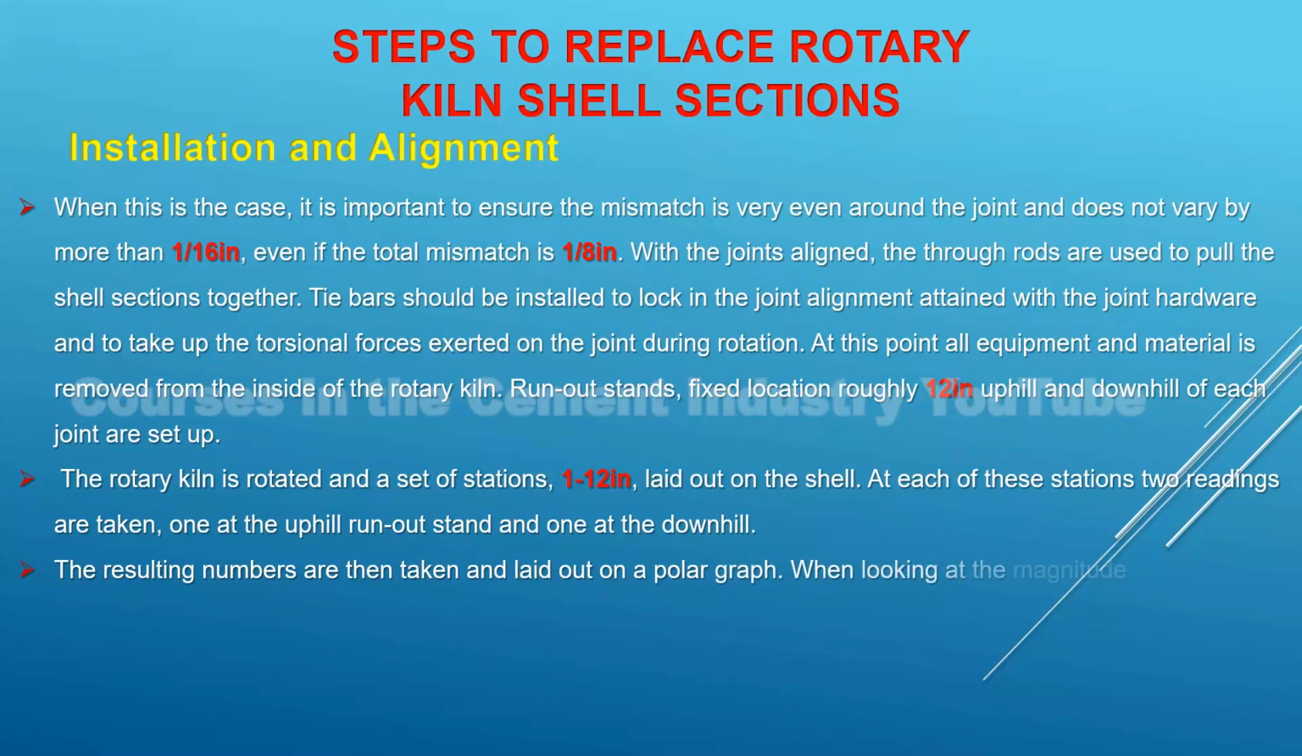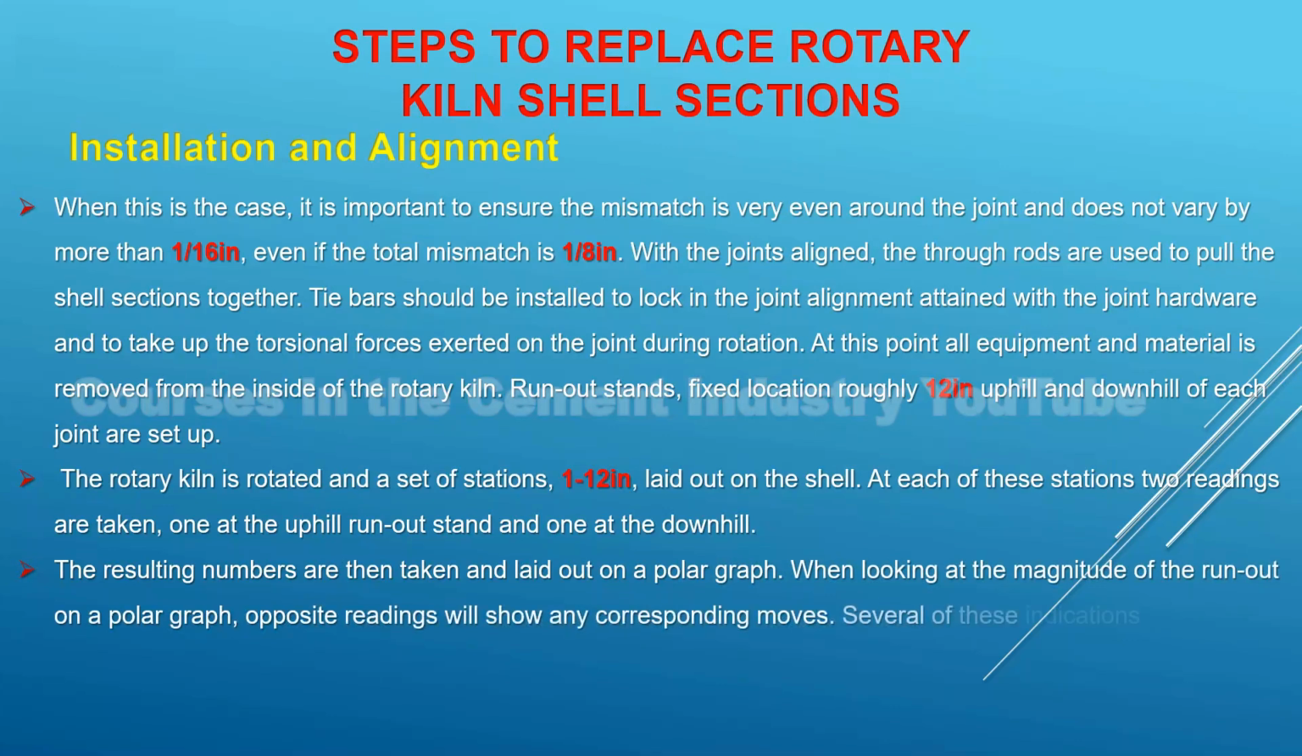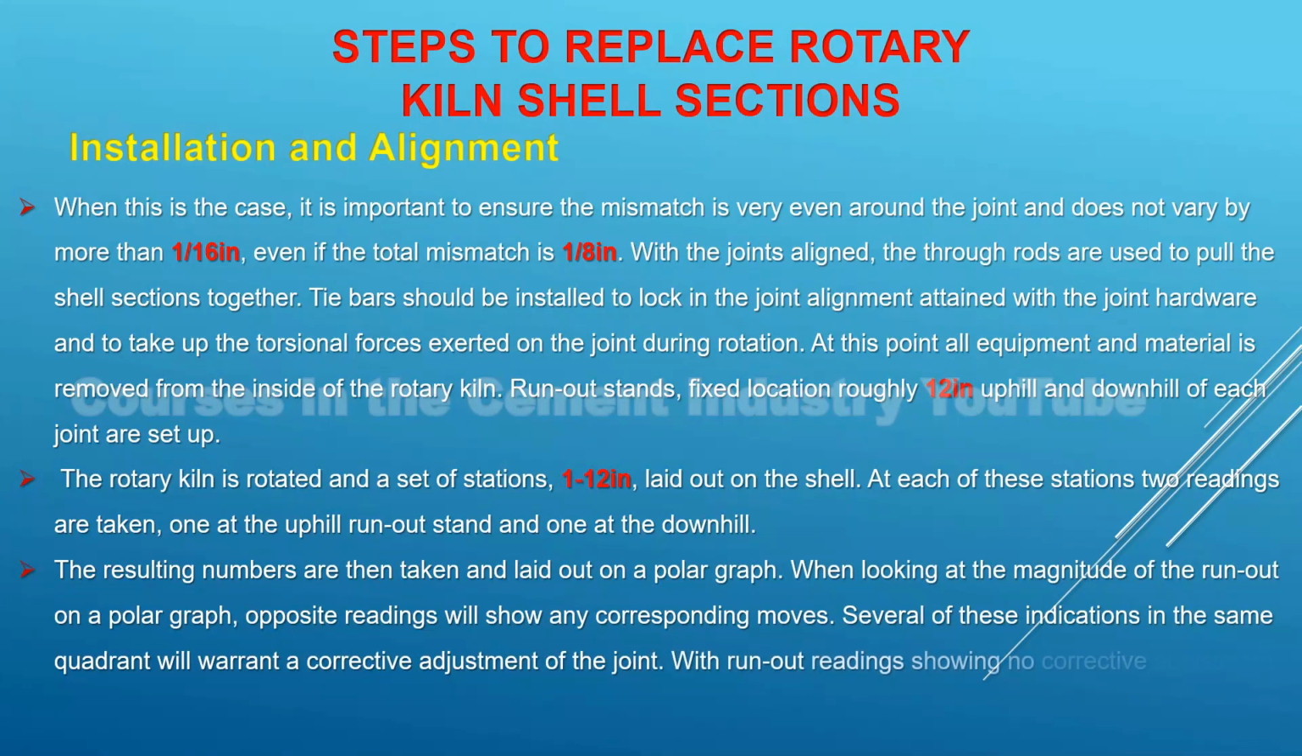When looking at the magnitude of the run-out on a polar graph, opposite readings will show any corresponding moves. Several of these indications in the same quadrant will warrant a corrective adjustment of the joint. With run-out readings showing no corrective adjustment, the shell and joints are ready for the next step, welding.